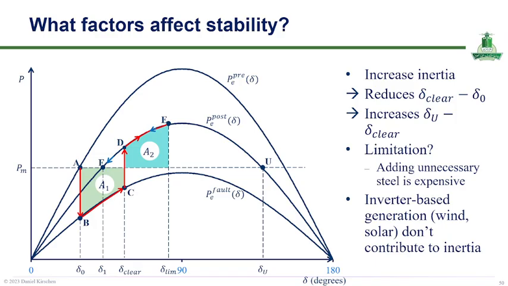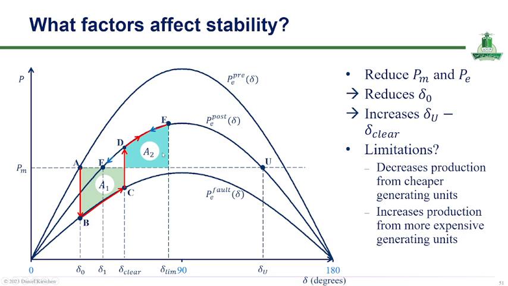So, however, increasing inertia by adding heavier rotating masses is expensive and inefficient. In modern power systems, inverter-based renewable sources such as wind and solar do not naturally provide mechanical inertia, which creates new stability challenges for maintaining reliable system operation.